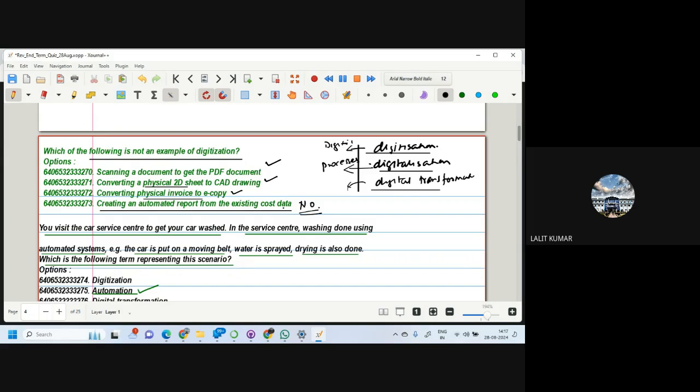Scanning a document to get the PDF document, it is digitization. Converting a physical 2D sheet to a CAD drawing, digitization. Converting physical invoice to an e-copy, digitization. Creating an automated report from the existing cost data. This is not digitization. We are involving the process by which we are getting the automated report. And in terms of IT, it will become digitalization. So the fourth option is the incorrect one.